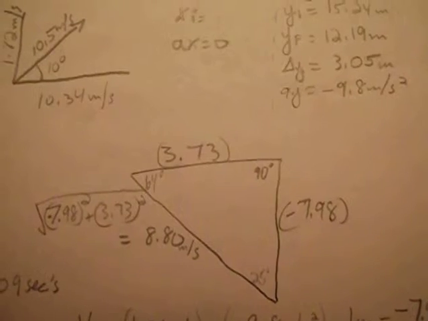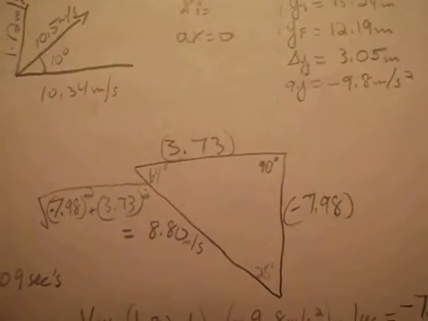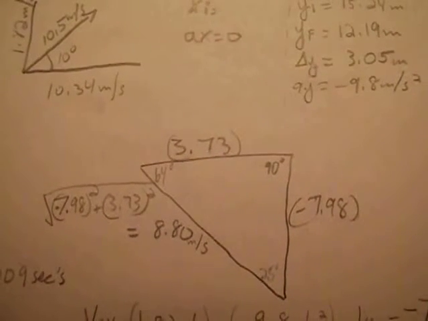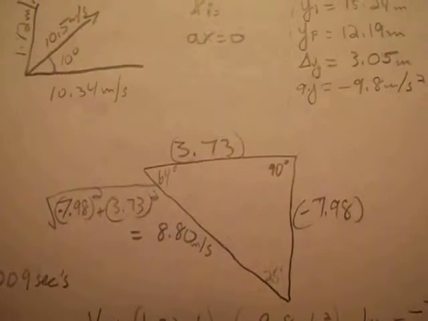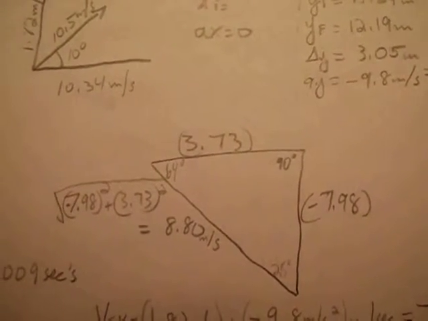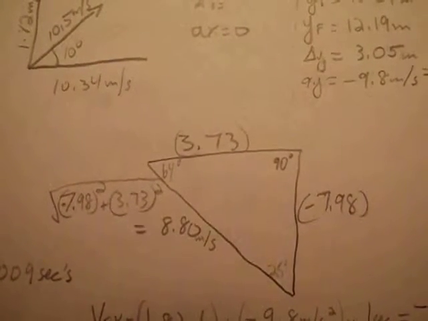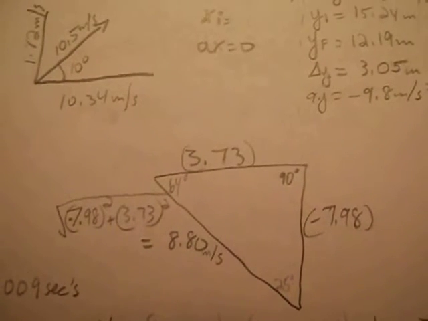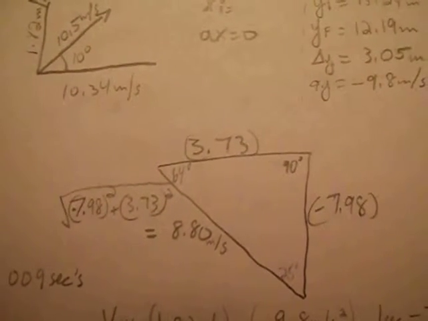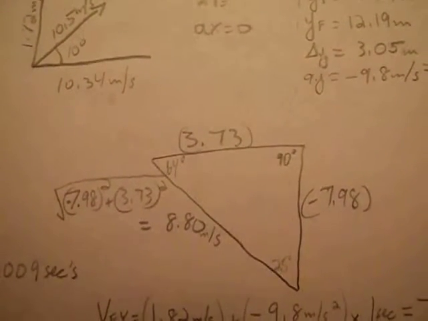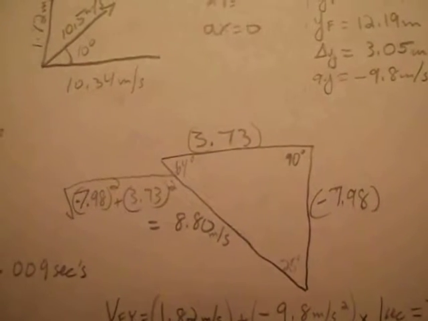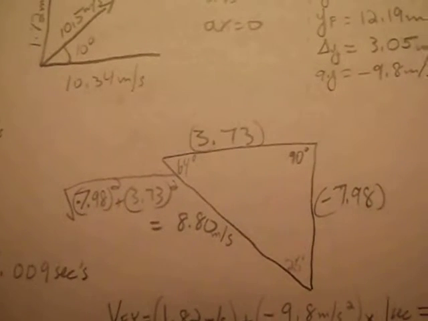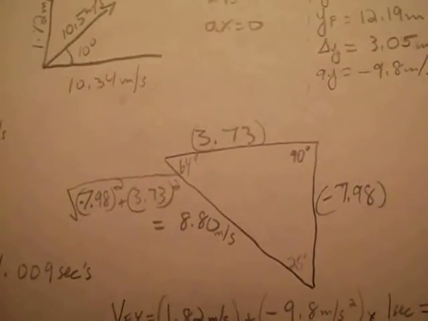So we just use the Pythagorean theorem here to figure out the magnitude of the triangle, and I also figured out the angles inside the triangle itself. On top I had the horizontal distance of 3.73 meters, and the vertical I had 7.98. So I used the Pythagorean theorem there to figure that out to be 8.80 meters per second.